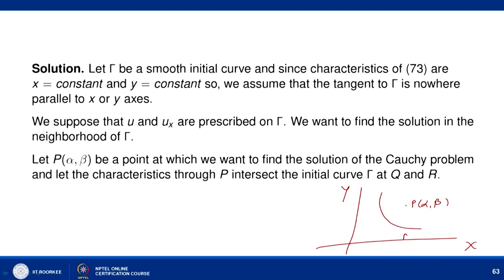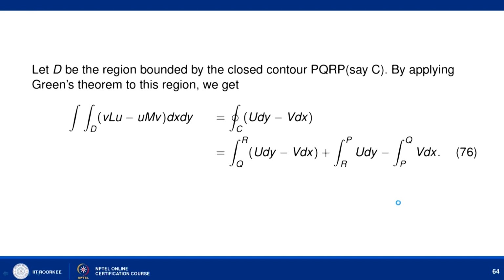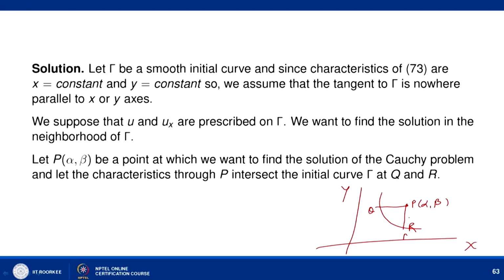So let us say you find out the characteristics parallel to your axes. So here we say that this is P, and let us say this is Q and this is R. So it means the characteristics drawn from P will cut the initial curve in 2 points, that is Q and R. So now we want to find out the solution at this particular point. Okay. So let us say that D is the region bounded by the closed contour P, Q, R, P. So it is P, Q, R, P, so it is the contour. Now D is the region bounded by this.